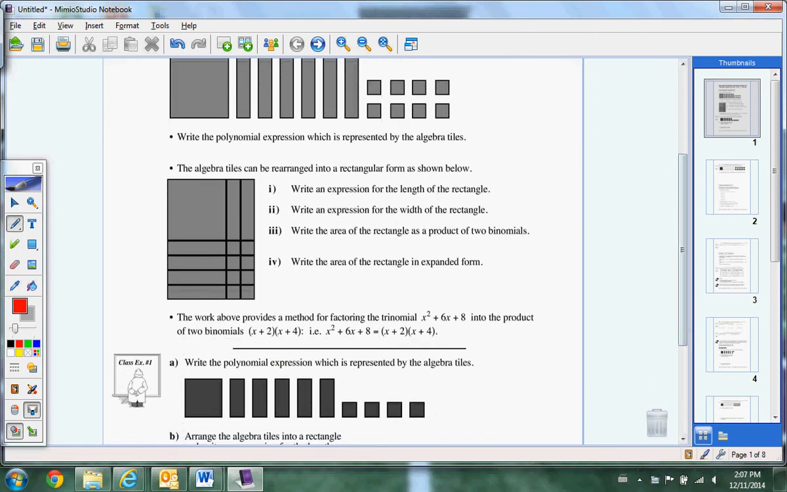But again, I'm not a huge algebra tile person. I didn't use them when I learned this. If you do like them, I can use them more, or I can help you use them more. But I feel like they're just more of a visual aid.